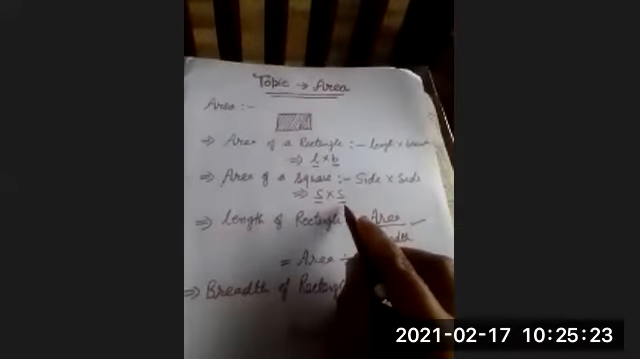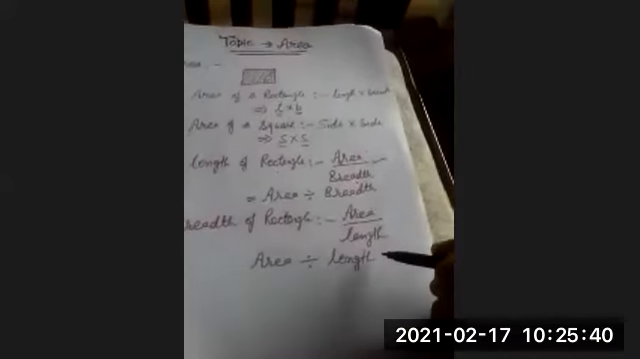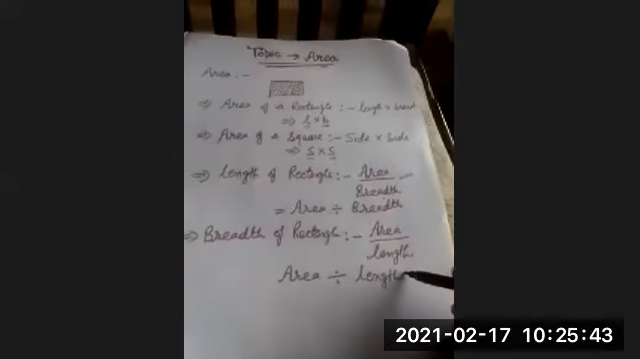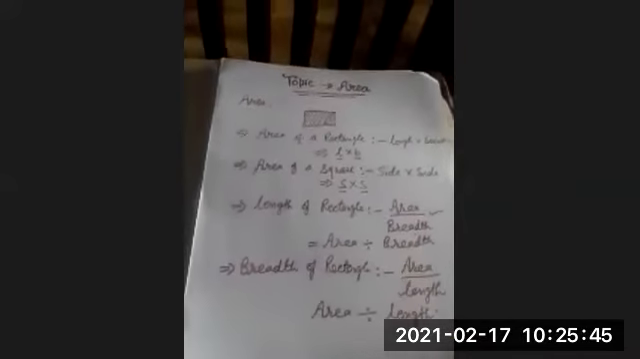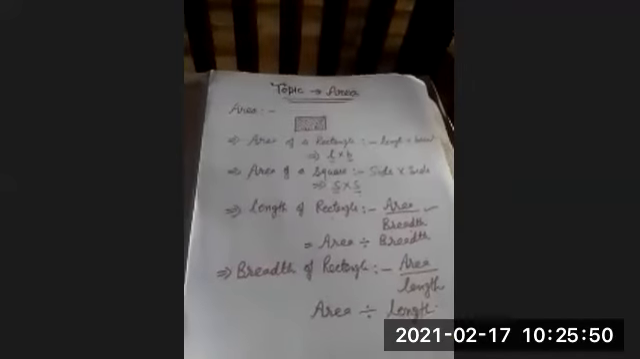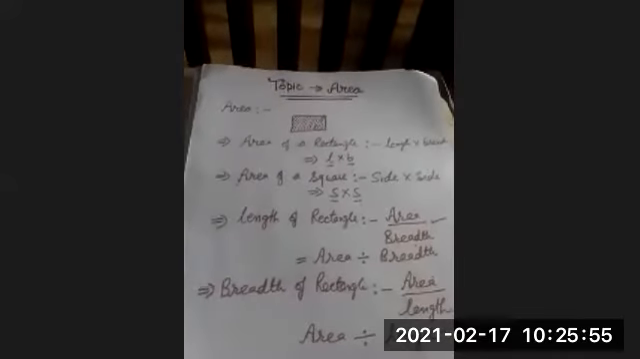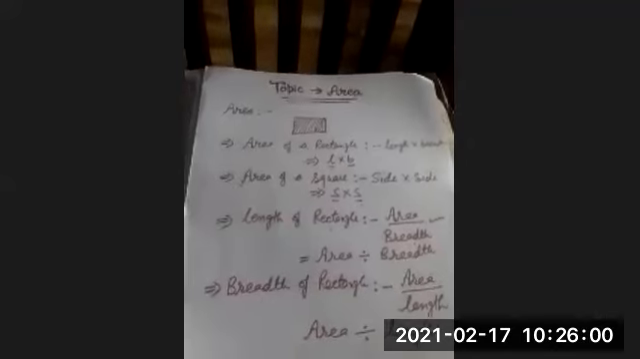First is area of a rectangle. Area of a rectangle is length multiplied by width. Area of a square is side multiplied by side. Then how can we find the width of a rectangle? Width of a rectangle is area divided by its length. Clear, students? Now we'll discuss a few questions of exercise 78. I will discuss one or two questions of each type.